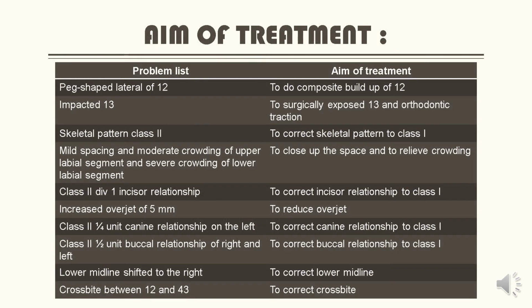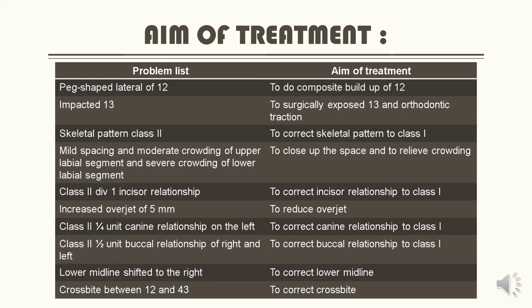So the aim of this treatment is, first, to do the composite build-up of 1-2, and the second one is to surgically expose 1-3 and do orthodontic traction. I'll explain later about the aim of treatment of 1-3. And the third one is to correct the skeletal pattern to class 1.